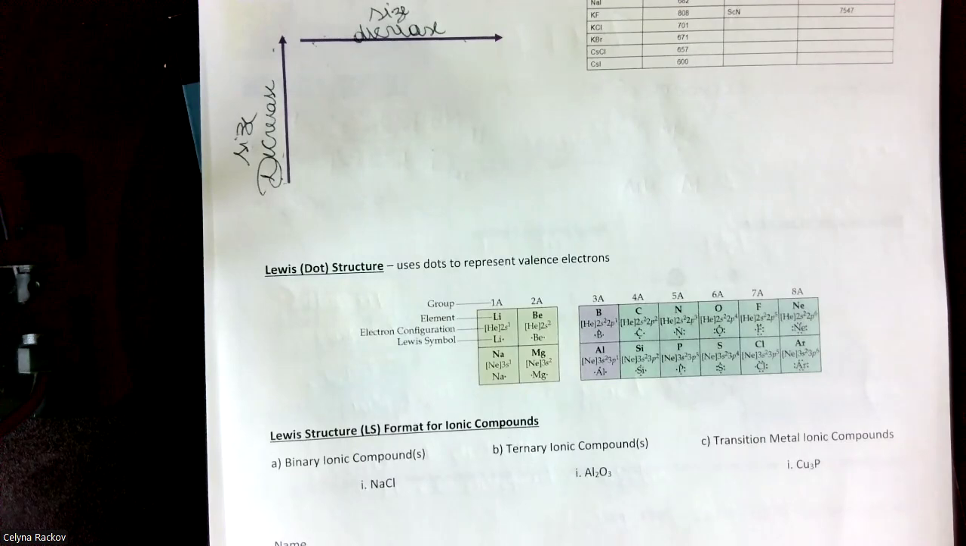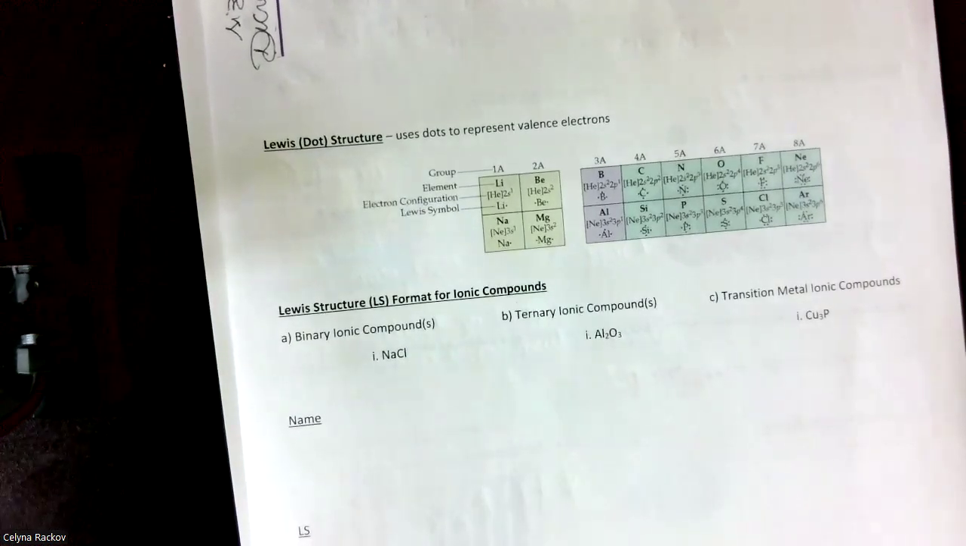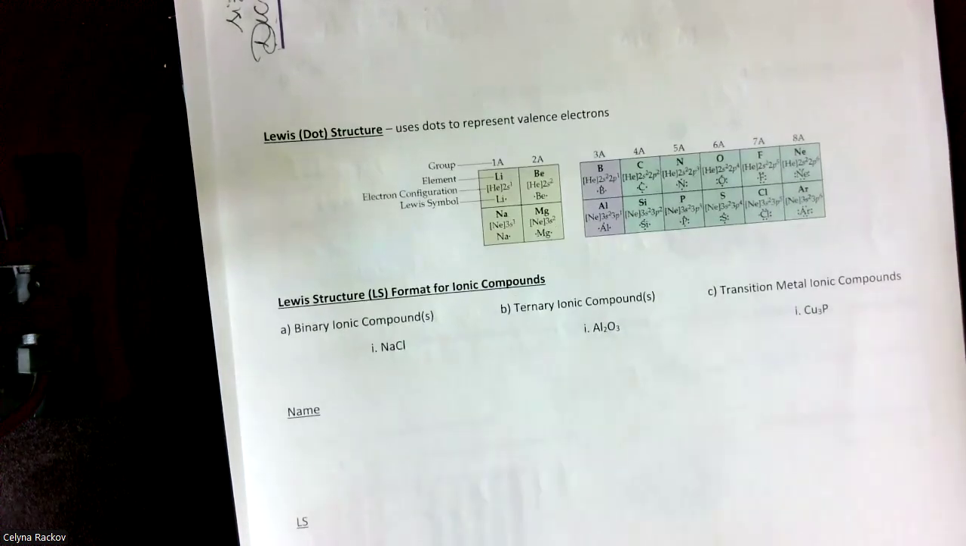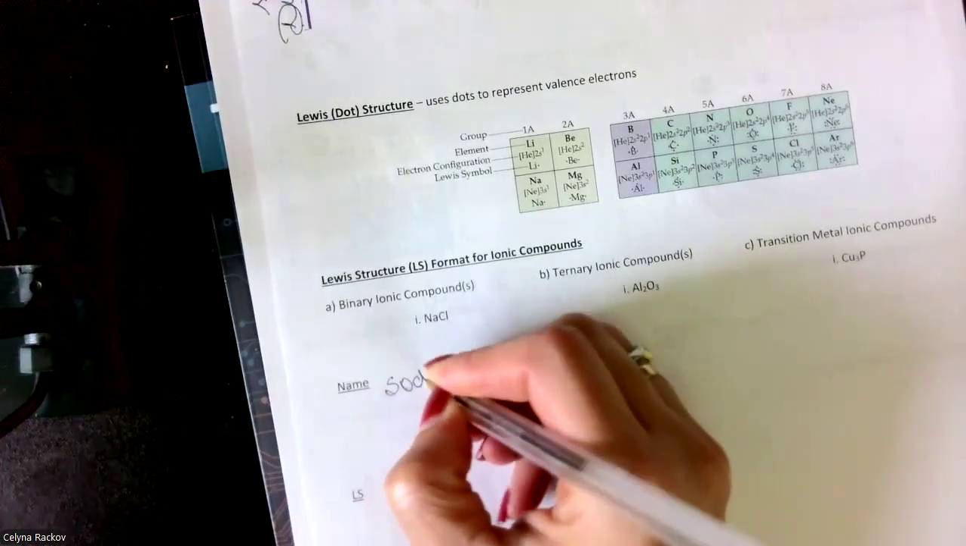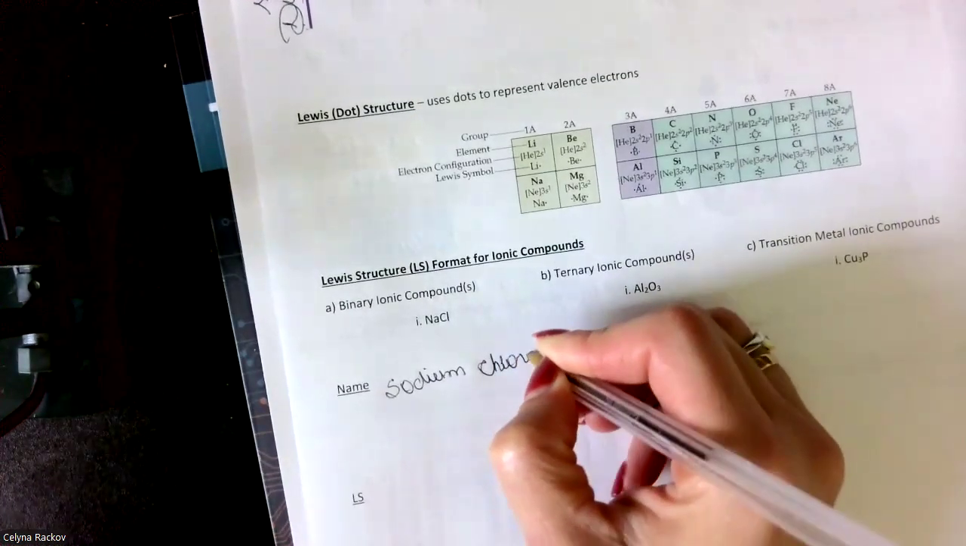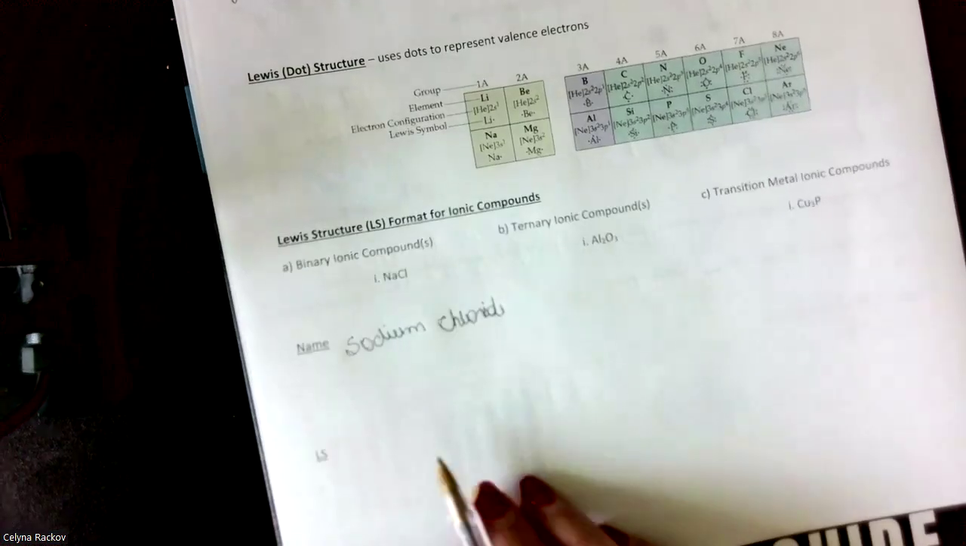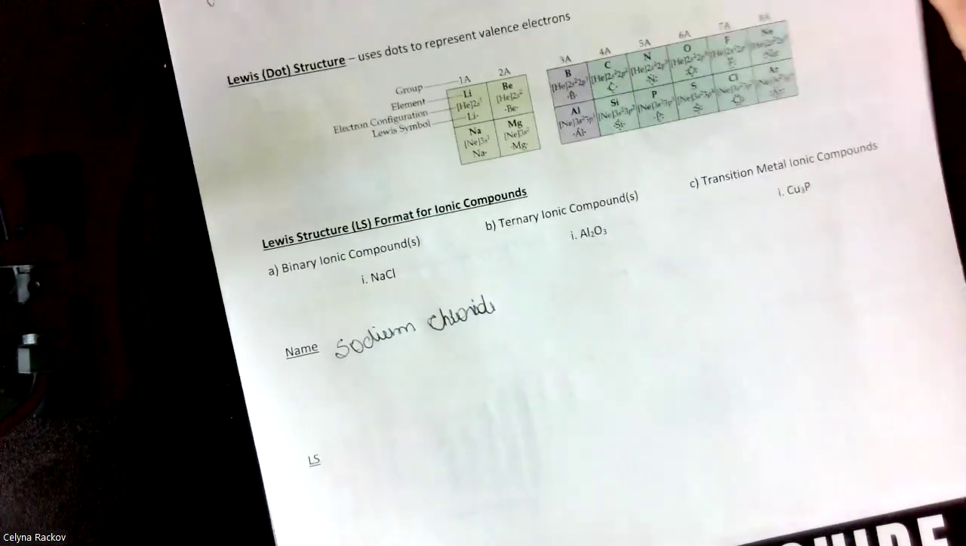Okay, so this practice problem here is the format for ionic compounds, binary ionic compounds. You have sodium chloride. First thing is the name, so sodium chloride. And then this question asks you to show the Lewis structure. The Lewis structure is going to show how the atoms are bonded, right?